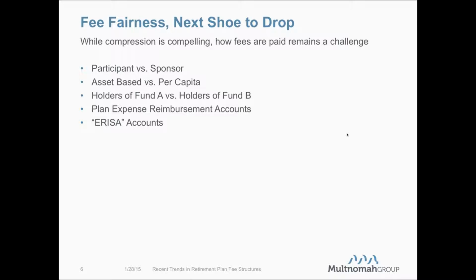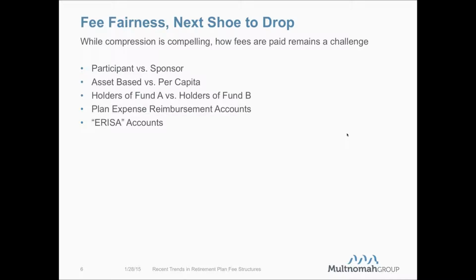So who is paying fees, and are those fees, and those who are paying them, being assessed in a fair and reasonable manner? The first question that pops up is, should participants be paying expenses or sponsors be paying expenses? And this isn't a fiduciary decision. Frankly, every plan from the settlor perspective has the ability to make a determination as to whether the sponsor should pay record keeping and administration fees, the participant should pay them, or whether some combination would be most fair and appropriate.